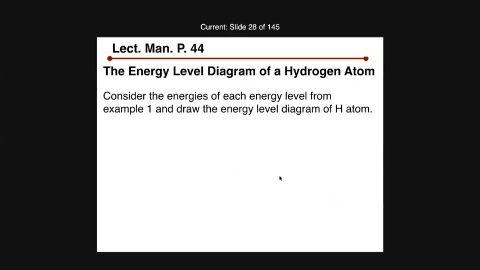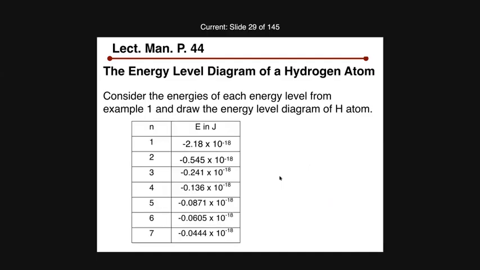Now, if you consider the energy of each of the levels that we looked at from example 1, we are going to use this to help us draw the energy diagram of hydrogen atoms. This is the table that we just saw in the previous slide. What I'm going to do is find the difference in energy between each of those energy levels. How do I do that? I'm going to find the energy gap, or the difference between energy levels. If you subtract energy 2 and 1, this is the difference between those two. This is what we call the energy gap, the difference in energy between the two states.